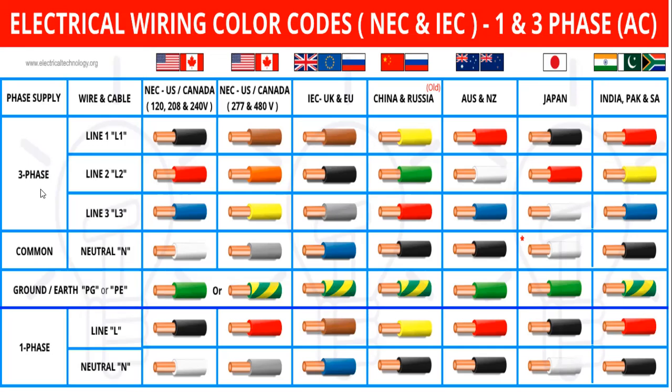One thing is common: they all have common types of supplies. Basically, they have three phase supply with different color conventions. They have a common supply, of course a ground wire, and one phase also. So, as per the continent and which state or part of the world the device is designed for, they have their own color conventions, right?